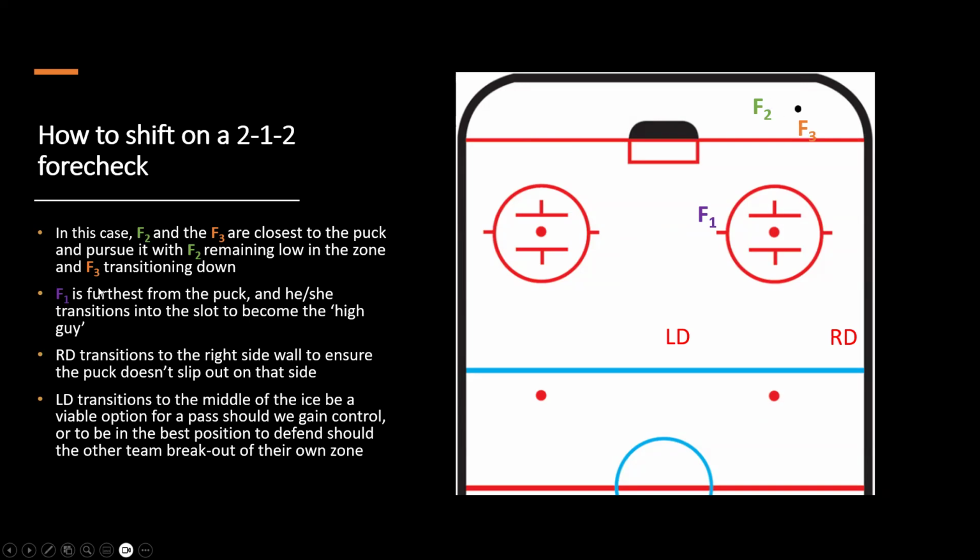F1 was furthest from the puck, so he or she is going to transition into the slot and become the high guy. The right defenseman is going to shift over to the wall to make sure that puck doesn't slip out in the event that it comes up the boards. And then the left defenseman is going to transition into the middle of the ice to be a viable option for a pass should we gain control, or to be in the best position to defend should the other team break out of their own zone.